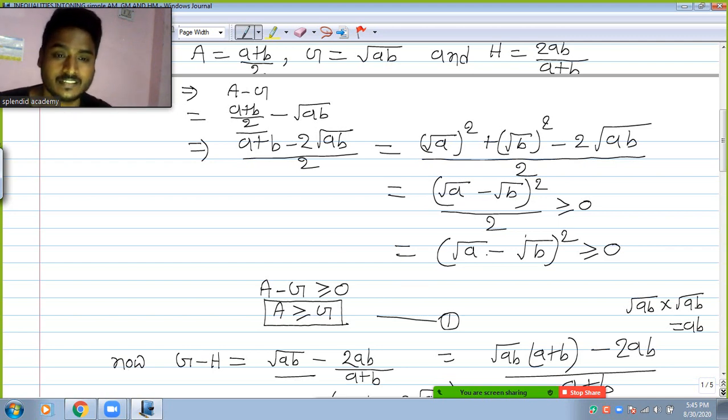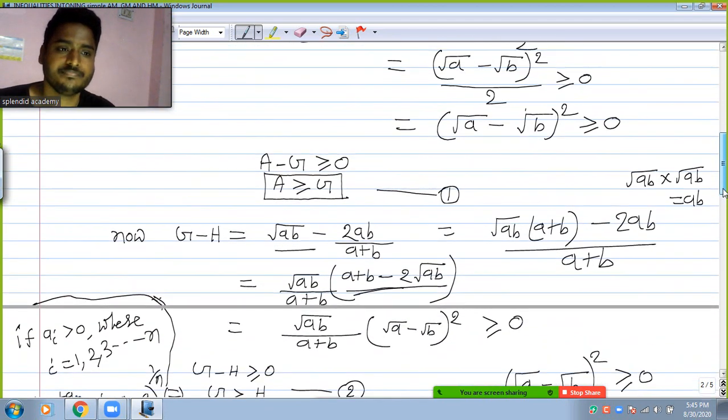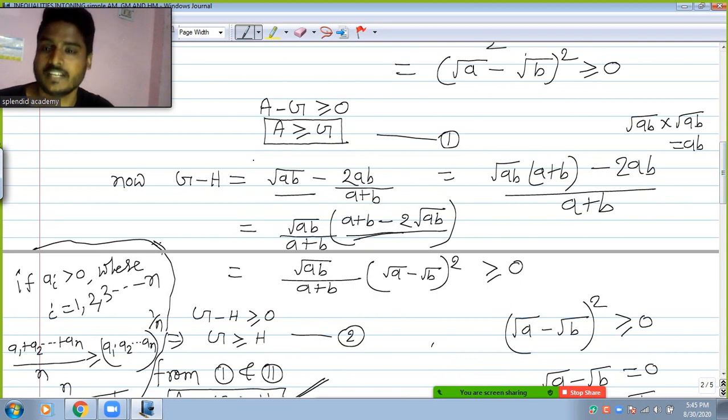So from here this expression is nothing but A minus G. So I can write A minus G is greater than or equal to 0, and that's why A is greater than or equal to G. So this is the first case. Based upon the same explanation I can now take G minus H, and again G is the square root of ab minus 2ab upon (a plus b). From here I can simplify further: square root of ab times (a plus b), as in fraction subtraction as we do usually, so this is (square root of ab (a plus b) minus 2ab) upon (a plus b).